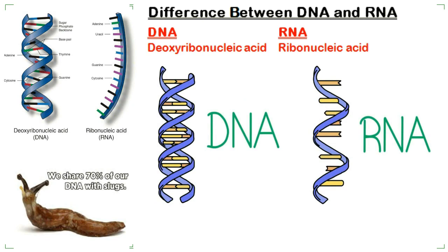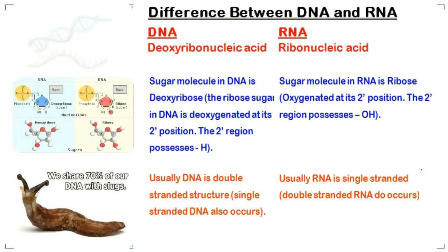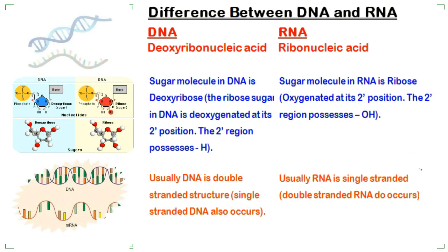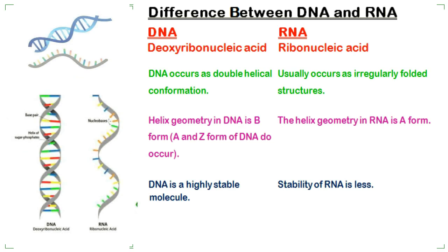DNA is deoxyribonucleic acid while RNA is ribonucleic acid. Sugar molecule in DNA is deoxyribose. On the other hand, sugar molecule in RNA is ribose. Usually DNA is double-stranded structure, while RNA is single-stranded. DNA occurs as double helical conformation, while RNA occurs as irregularly folded structures.